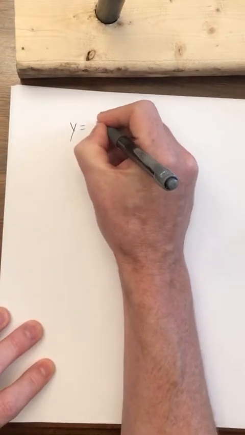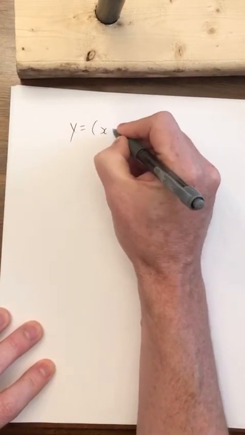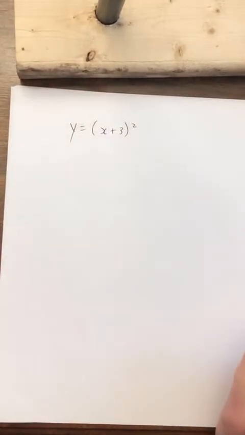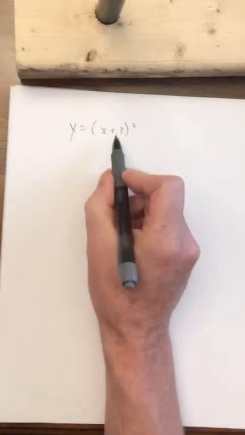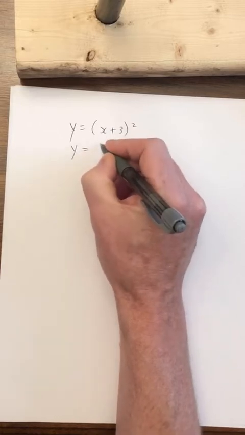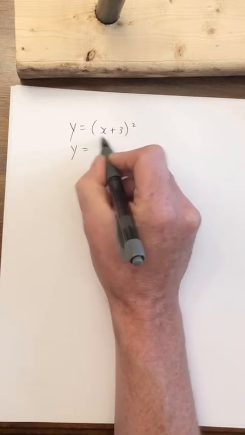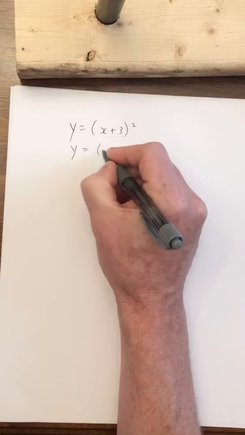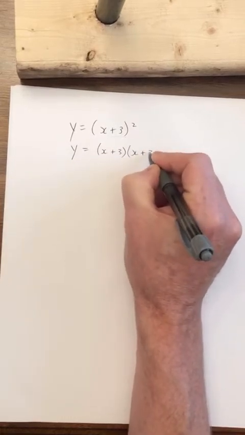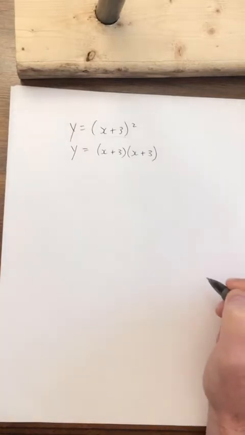All right. Let's do another look here. y equals (x + 3) squared. This is looking a little bit like vertex form, but if we were to expand this out, this means the base squared. So we would have the base times the base.